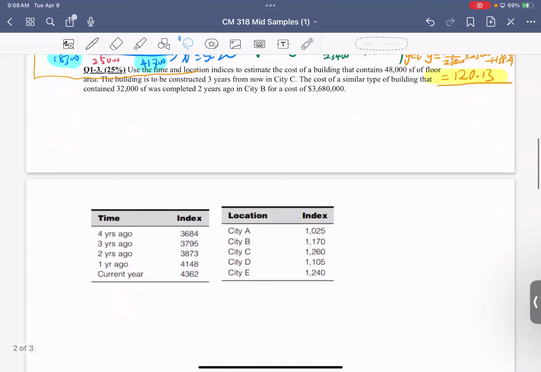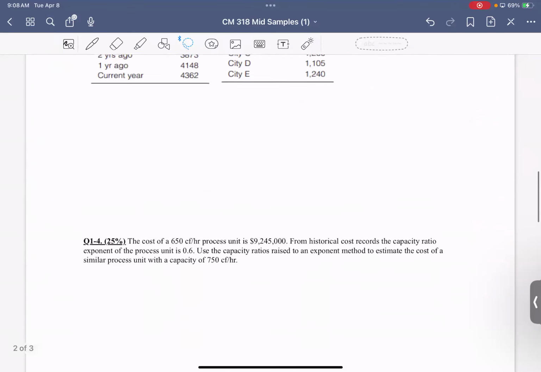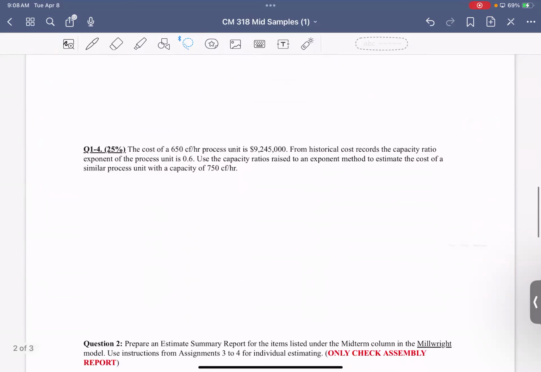Okay, so we are doing the question 3 later. I want to take the easy one, the question 4 first, okay? Because the question 4 is much more easy. So for the question 4, what is the equation for this one?